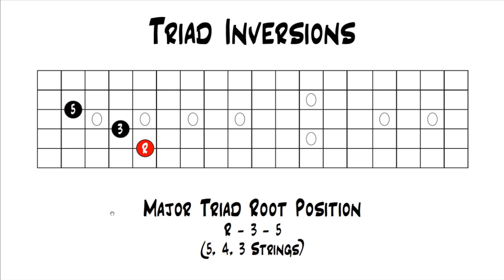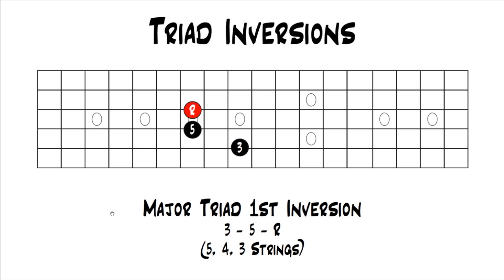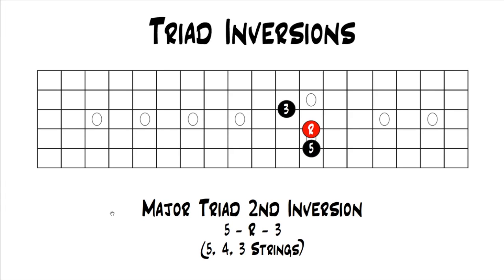So here's your major triad in root position on the 5th, 4th, and 3rd string. You do the same process that we did with the 6th, 5th, and 4th strings. You just move them up to their next closest intervals, and you get the next inversion. So here's first inversion with the 3rd in the bass, and it's voiced 3, 5, root. Then here's your next inversion, second inversion with the 5th in the bass, and it's voiced 5th, root, 3rd.